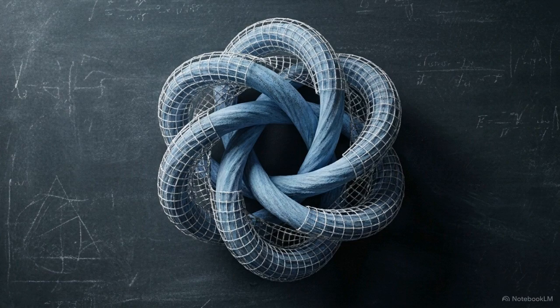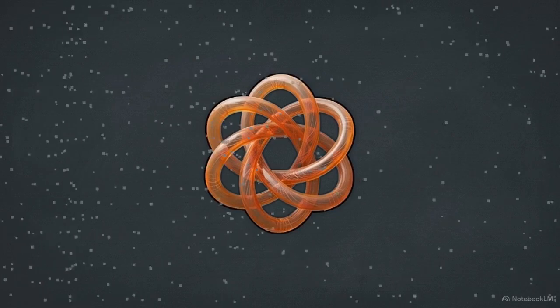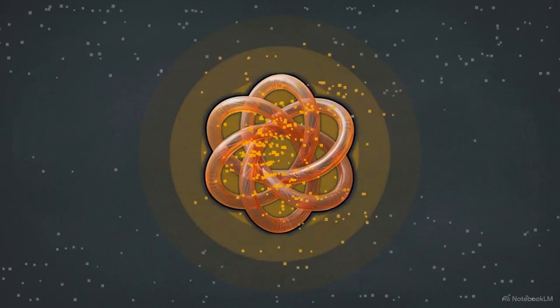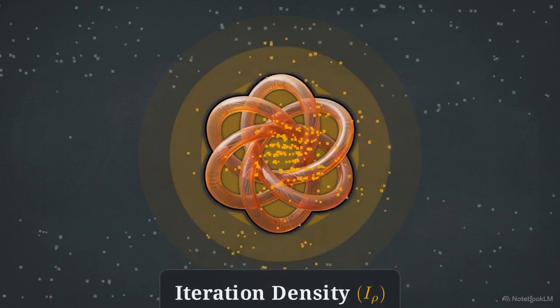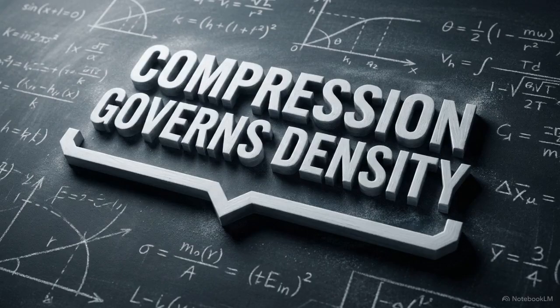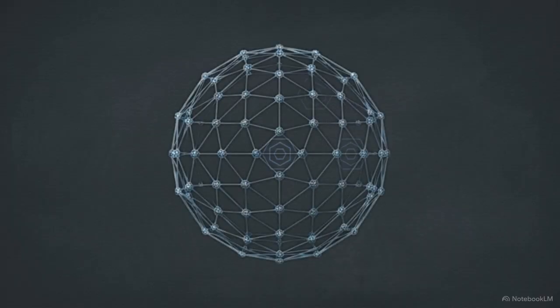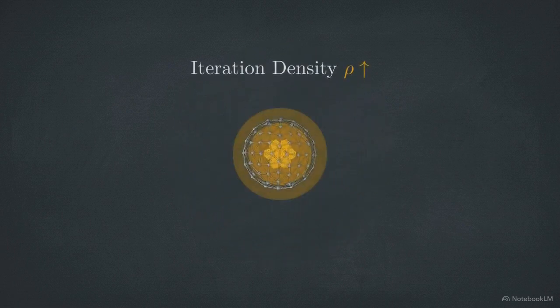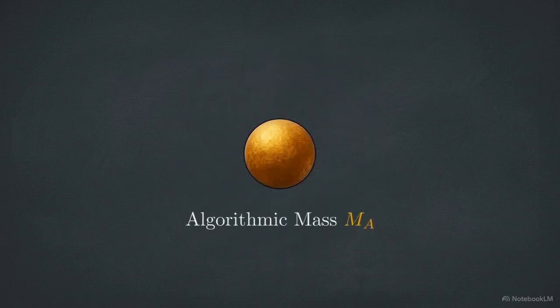These structures act as topological knots, stable excitations known as hopfions. When the universal recursive algorithm encounters one of these knots, it forces a localized concentration of operations. We call this metric iteration density. This density is governed by the minimum description length principle. It states that the more recursive patterns a system contains, the more its energy density and its effective mass is localized into a smaller volume.